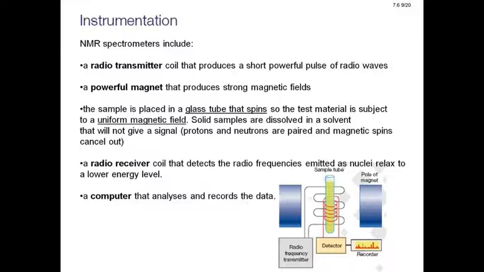It's highly magnetic. They use liquid helium coolant with metal in the magnets to create superconductors. It's really high tech, and it's just amazing stuff. And you better not go in there with your credit card in your pocket, because it's going to get zapped because they're so magnetic. So, alright, NMR spectrometers include a radio transmitter, so that's where you get your radio waves, a very powerful magnet to produce strong magnetic fields, and a sample is placed in a glass tube at the very, very top part of the tank, and it spins, so that the rest of the test material is subject to a uniform magnetic field.